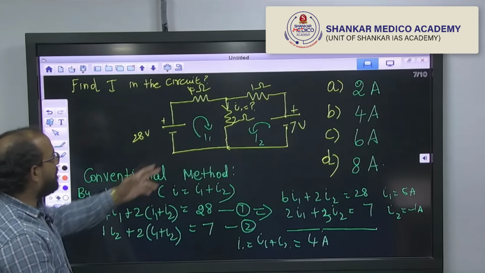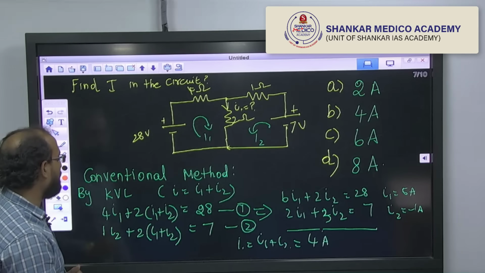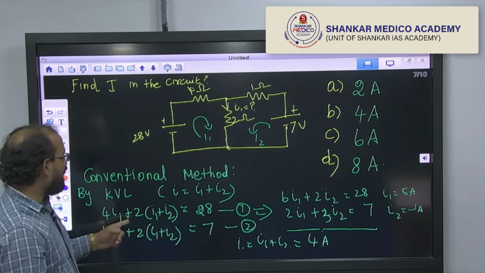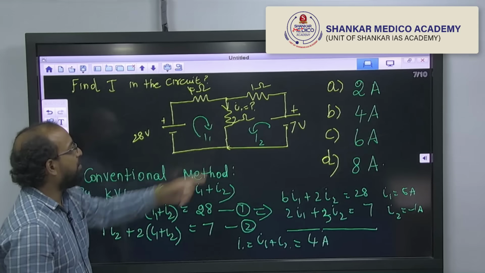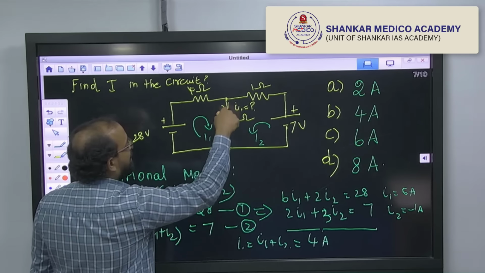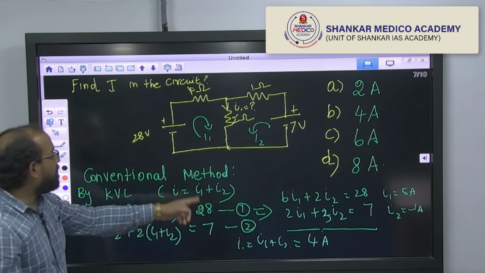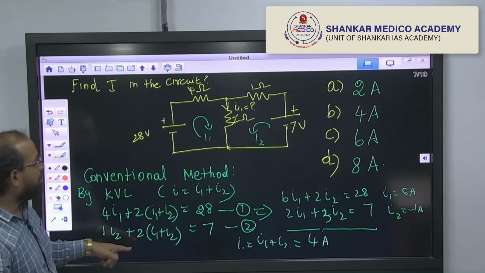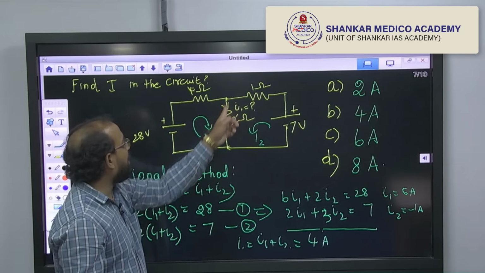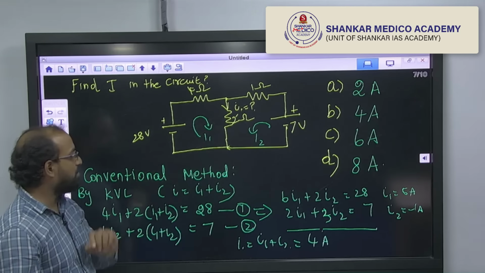So see here, in the first loop, if you apply Kirchhoff's voltage law, 4 I1 plus 2 into (I1 plus I2), because I1 and I2 are both flowing in the same direction, so our total current is I1 plus I2, is equal to 28 volt. In the second loop, 1 I2 and again 2 (I1 plus I2) is equal to 7 volt.